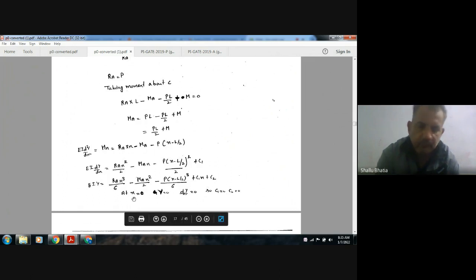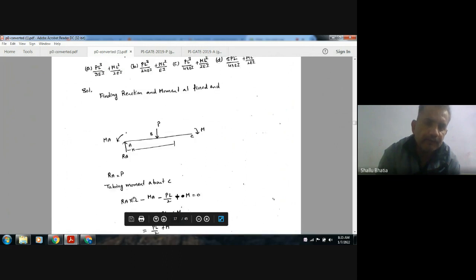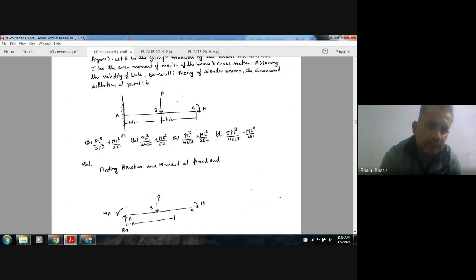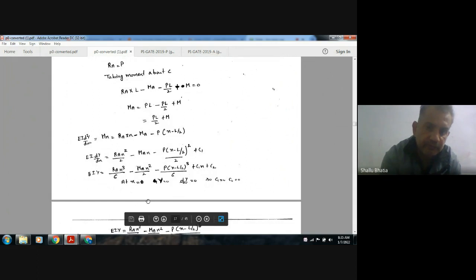So now the boundary conditions are: when x is 0, y is 0, and when x is 0, the slope is also 0. There are two boundary conditions. So when x is 0, y is 0, this quantity is 0, this quantity is 0. And if the term within this bracket comes out negative, we have to take it as 0. So this is 0, so C2 will be 0.